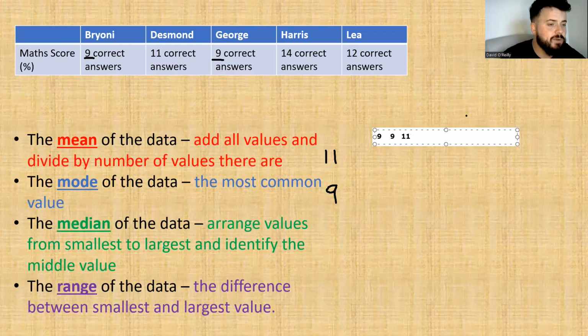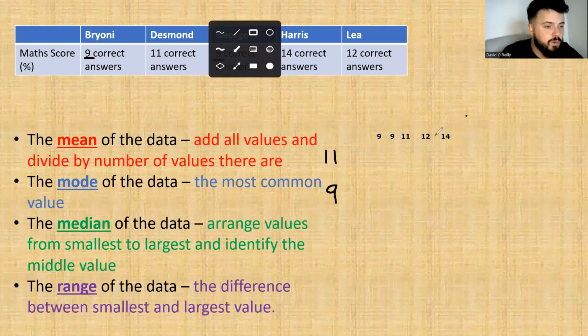And then we have Leah with 12. And then we have Harris with 14. So I've written them now from smallest to largest. I need to find the middle value, and then I've got the median. So the middle value would be 11.